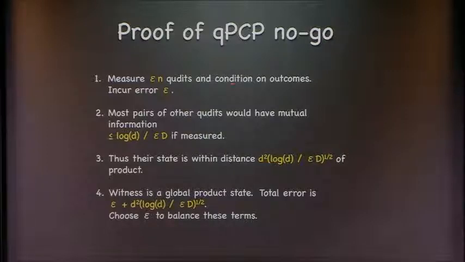Once you put together the proof, what does it look like? You measure an epsilon fraction of the qubits and condition on the outcomes. Then this says that most other pairs of qubits would have low mutual information if you were to measure them. And this means that their state is within this distance to product. That's the loss that you get from your informationally complete measurement being imperfect. And so the resulting witness is a product state across all of the systems, and the total error has these two contributions, and all you do is you choose epsilon to balance those two terms.